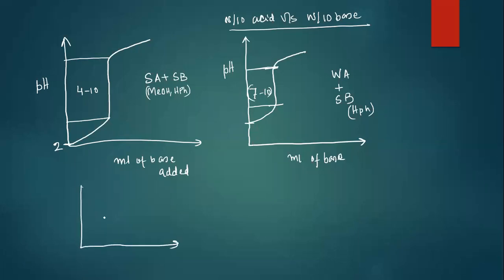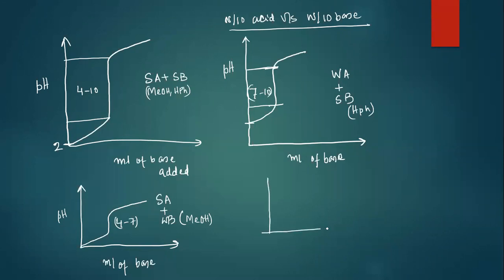Next, pH versus milliliters of base. We'll talk about strong acid plus weak base. When you're talking about a strong acid, again it will start from the bottom. Bottom it will start, with a small rise here like this. The sharp change is normally in the range of 4 to 7. And in 4 to 7, we know very well methyl orange works very well. No problems.